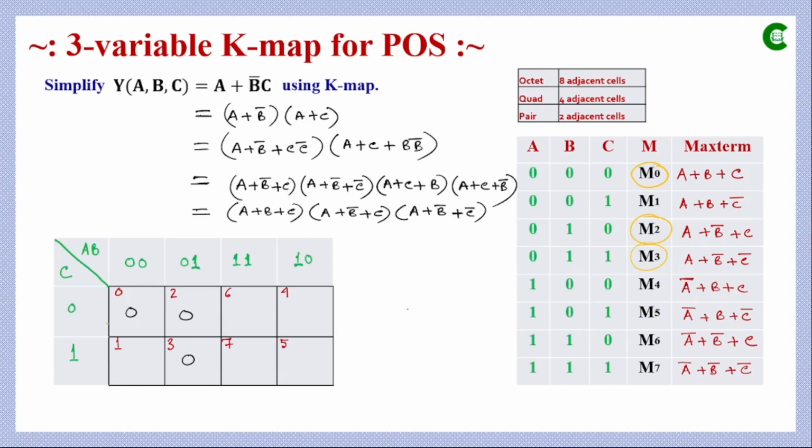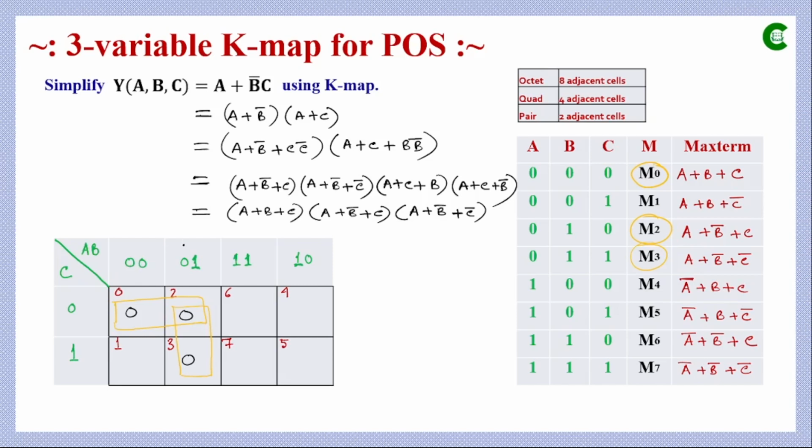So here what we can see is that an octet is not possible and also a quad is not possible. So the only option we are left with is a pair, and that is possible because we can see these two cells are adjacent cells. So between these two cells one pair is possible, and there is one more zero which is not part of any group, and that can be grouped together with this cell, though that is already part of another group.